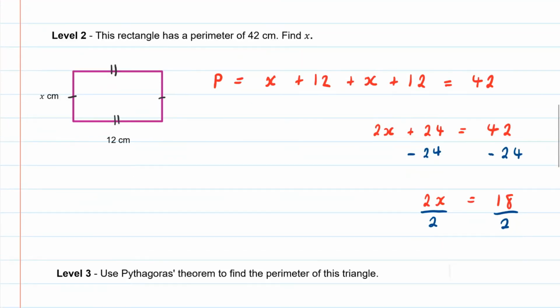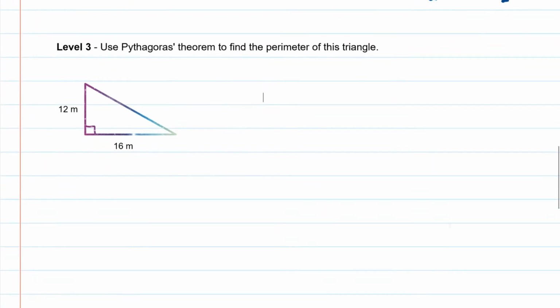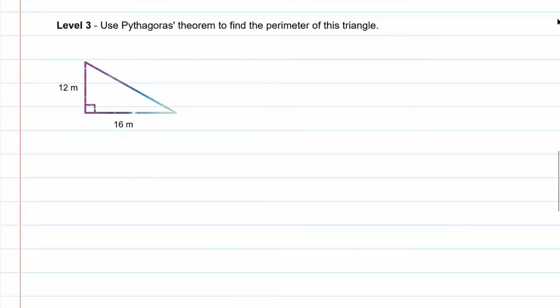Awesome. Okay, now for our last one, our level 3, sort of a challenge question, I suppose. We have to use Pythagoras' theorem to find the perimeter of this triangle. So if you think you remember what Pythagoras' theorem is and how you can use it to find sides in a triangle, you're welcome to try this one by yourself. But anyway, here's how we approach it.